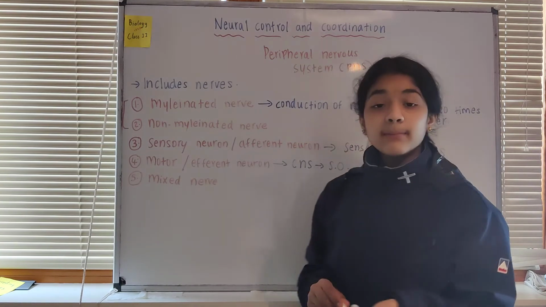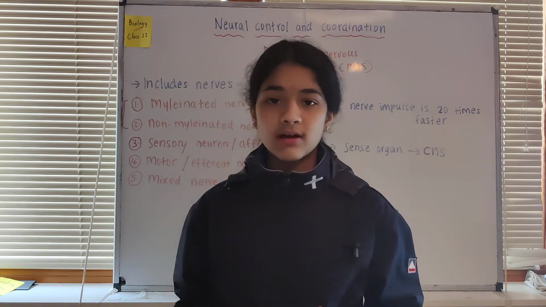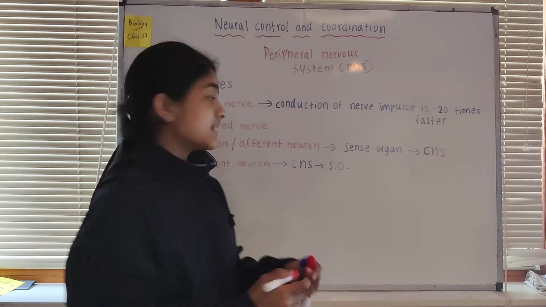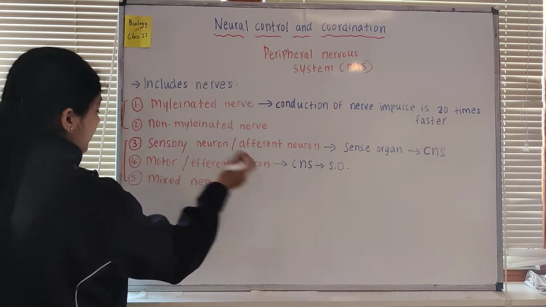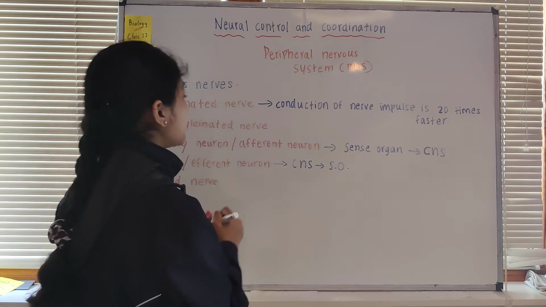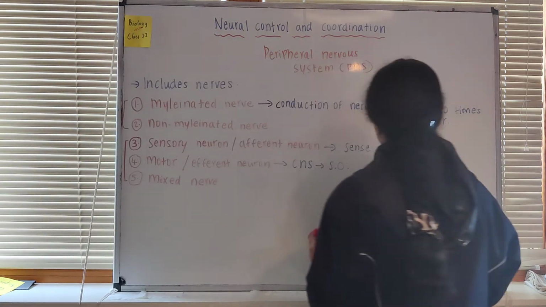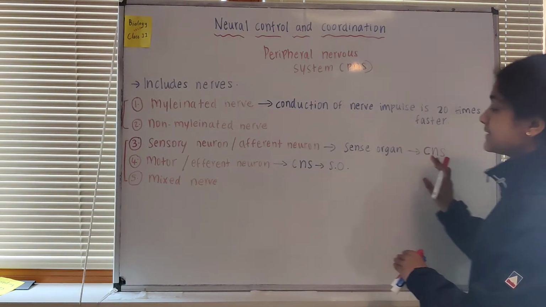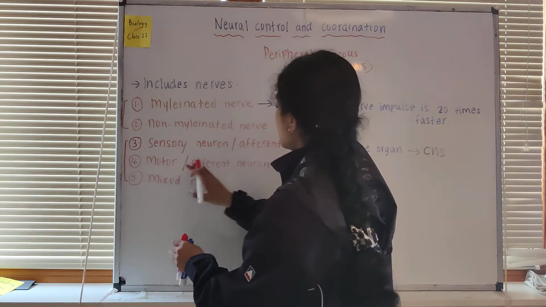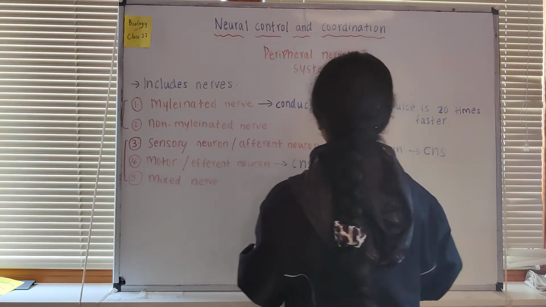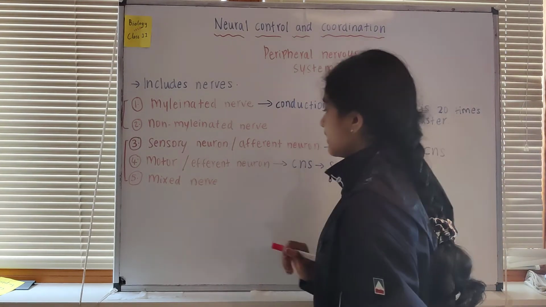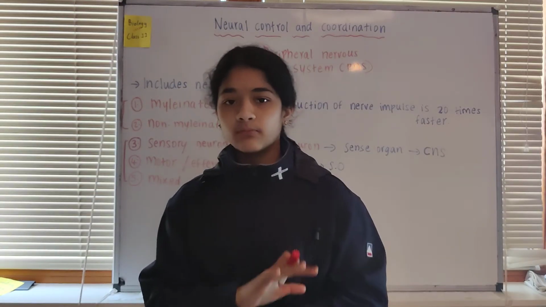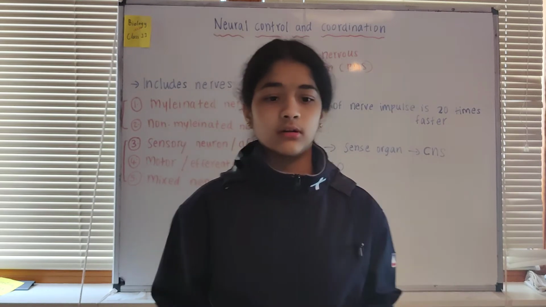So on the basis of where the nerve impulse is traveling, we can classify them as sensory or afferent nerve, where the nerve impulse travels from the sense organ to the CNS, then motor or efferent nerve, where the nerve impulse travels from the CNS to the sense organ, and then mixed nerve, which is a mix of both the sensory nerve as well as the motor nerve.